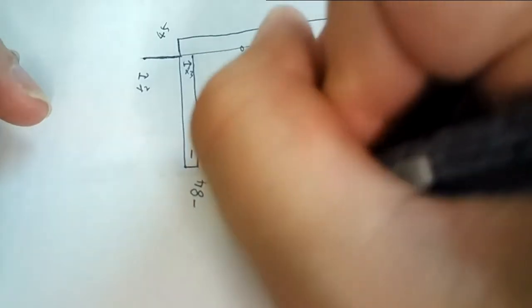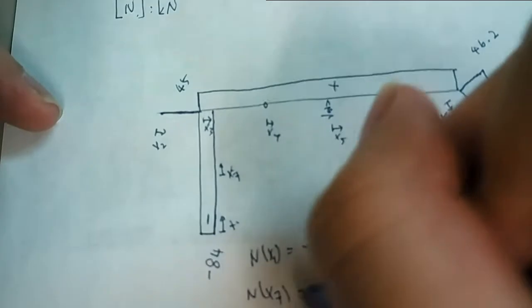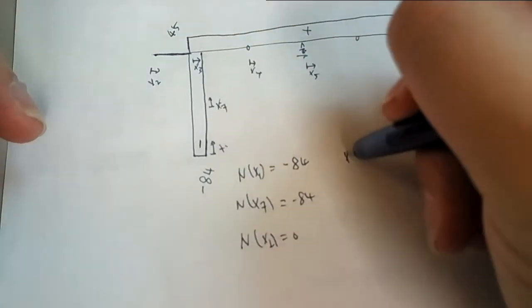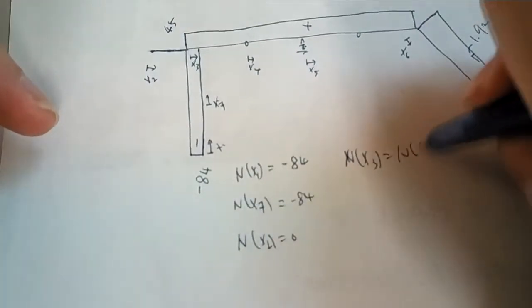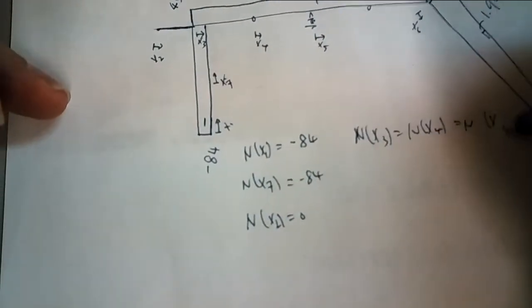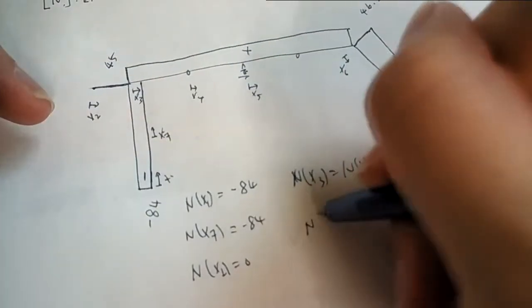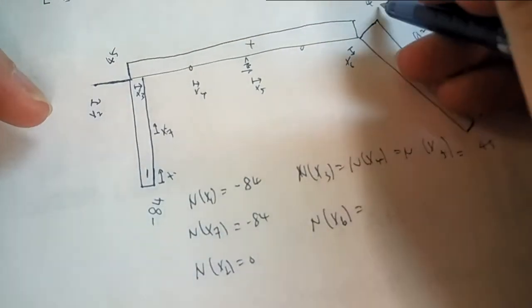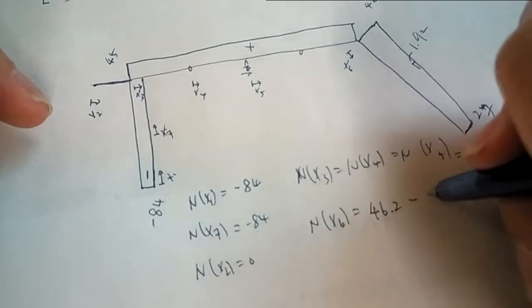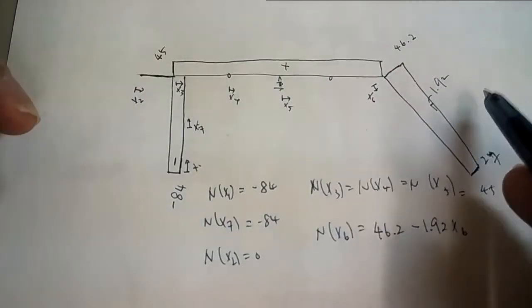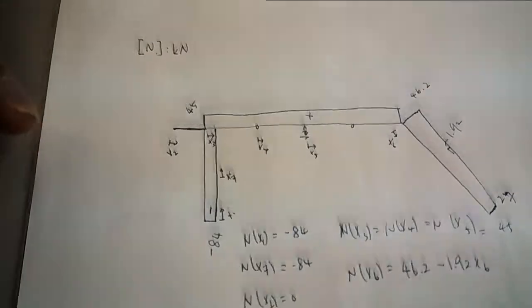So Nx1 is nothing but negative 84. And x7, this one is also negative 24. And then x2 is 0, okay? And x3 is equal to Nx4 equals Nx5, equals 48. All of them are tangent. And then Nx6 is also tangent, it is 46.2 minus the integration of the slope, x6. Alright, this is the equation that characterizes this diagram. Alright, the next thing is the shear force diagram.